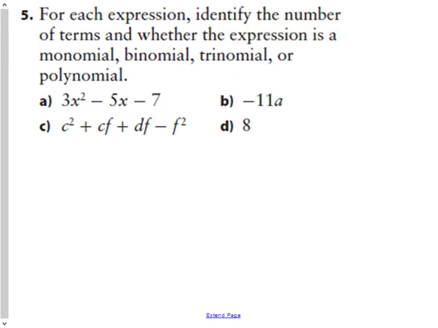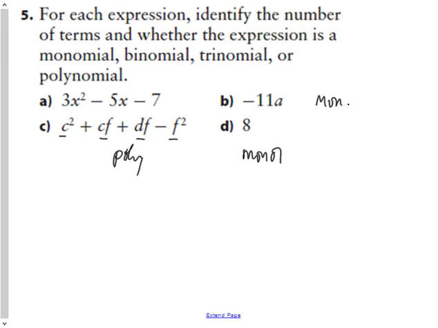One more. B has 1 term, and it's a monomial. This third one, C, has 1, 2, 3, 4 terms, which makes it a polynomial. And the last one, D, is just the number 8. It's just a constant, which makes it a monomial because there's just 1 term.